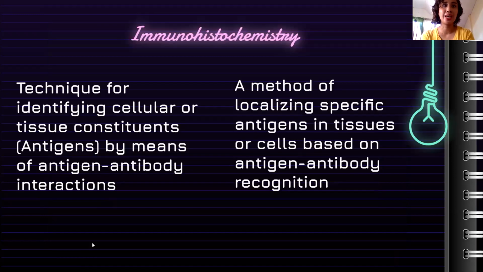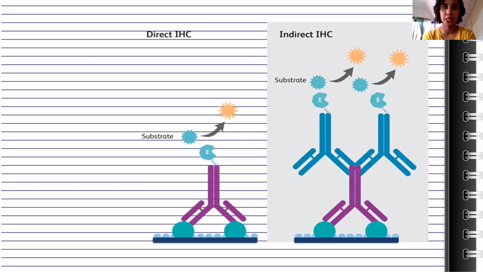Great. So immunohistochemistry is a technique. These are methods in identifying an antigen or a tumor by means of antigen-antibody reaction. We are trying to localize the specific antigen in the form of a tumor, using antigen and antibody interaction or recognition. So we have two main methods of immunohistochemistry.